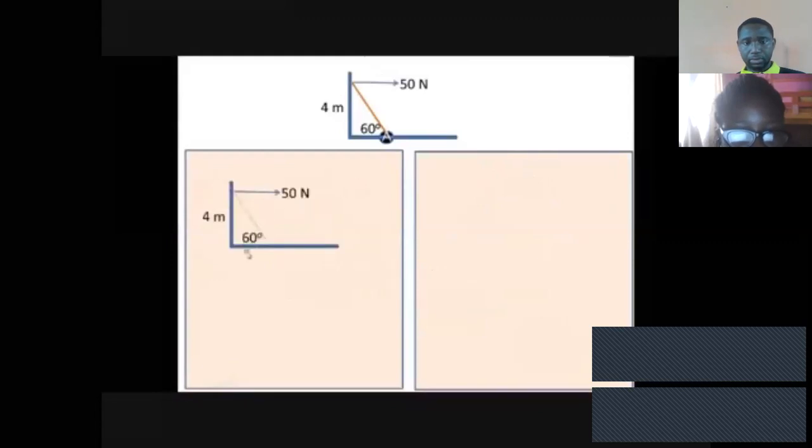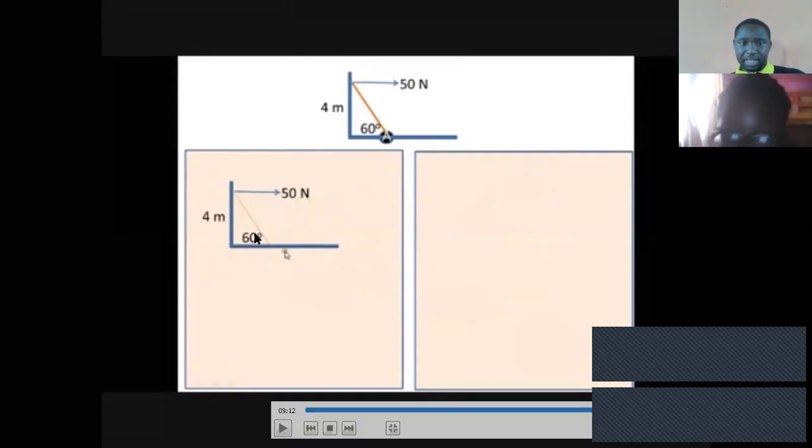Okay, so if we look at finding the component and the distance, this is a ladder which is leaning against the wall. It's 4 meters from the ground to the top of the ladder. There's a reaction force here at 50 newtons. We want to find out the turning effect. In solving a question like this, we are asked to find this.